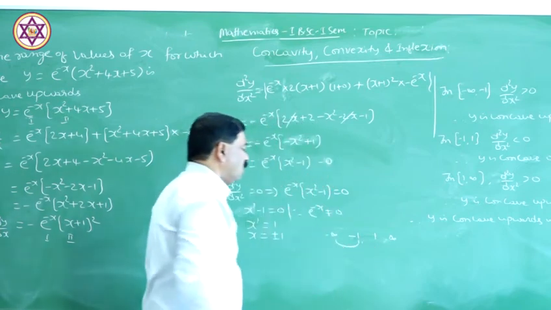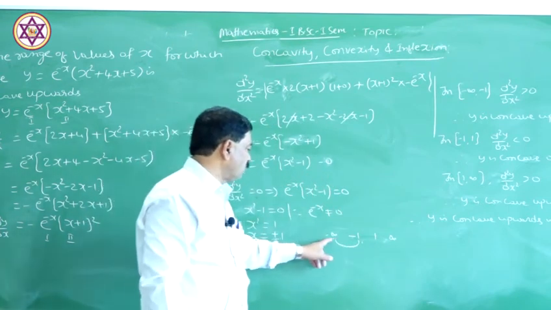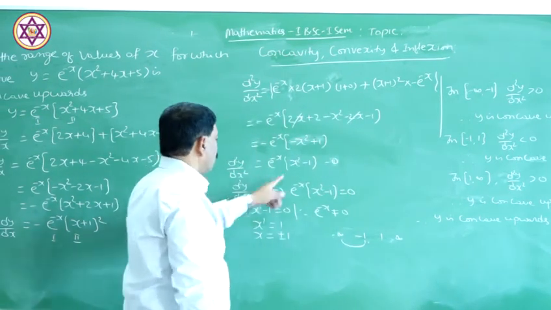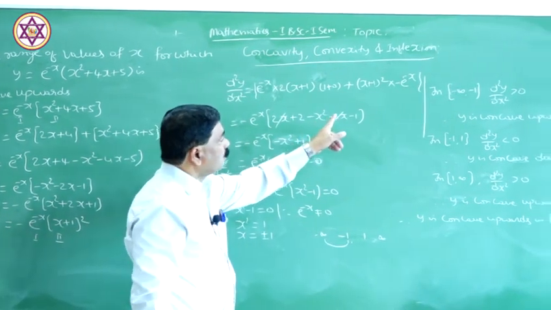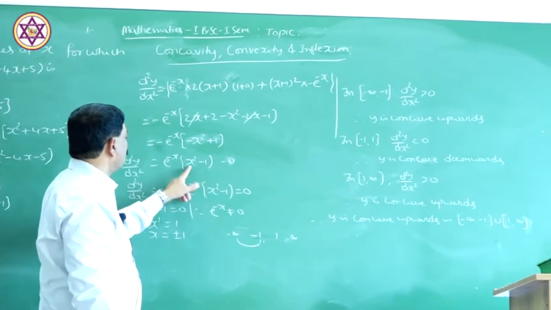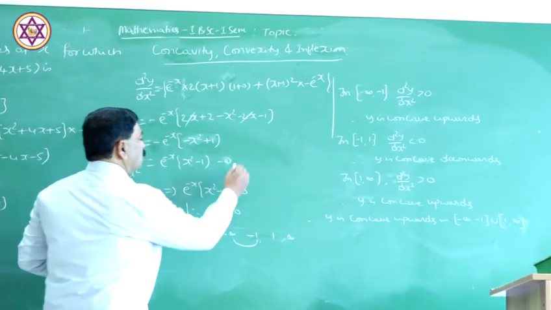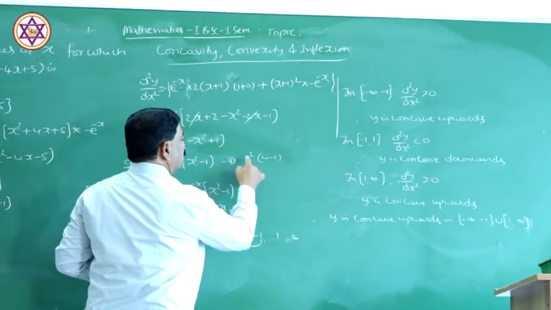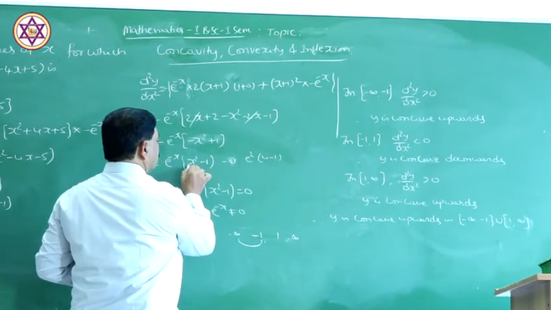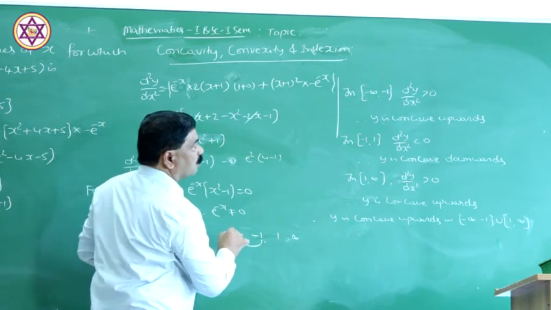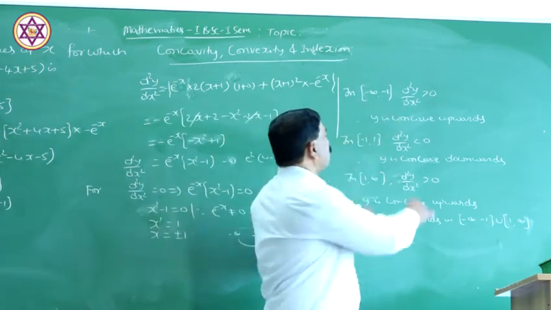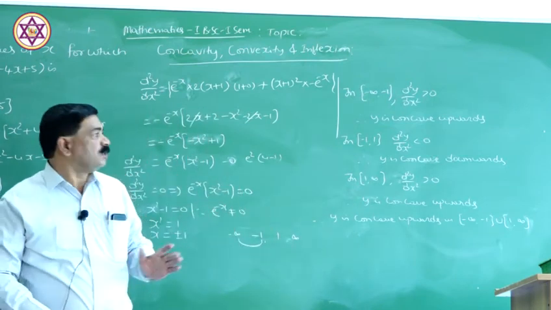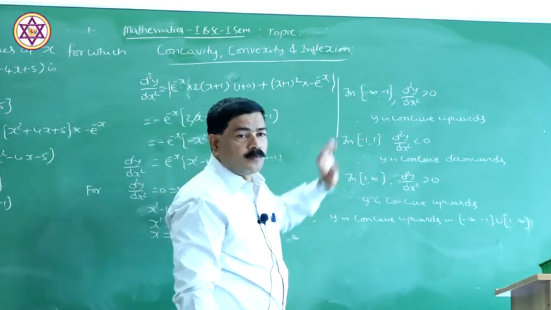We get the first interval, minus infinity to minus 1. In this particular case, if you take −2, (−2)² = 4, 4 − 1 means we get 3e². If you take −3, 9 − 1 = 8, we get positive values. So d²y/dx² is greater than 0. If the second derivative is positive, we say that it is concave upwards.